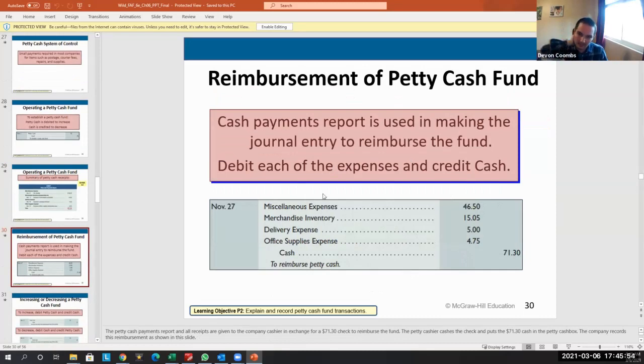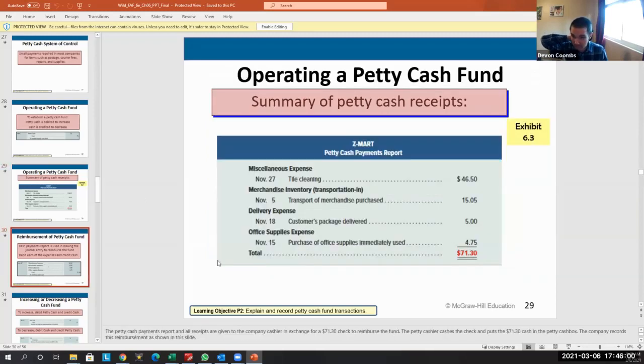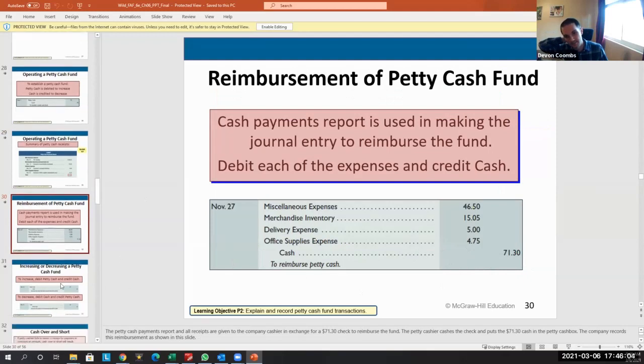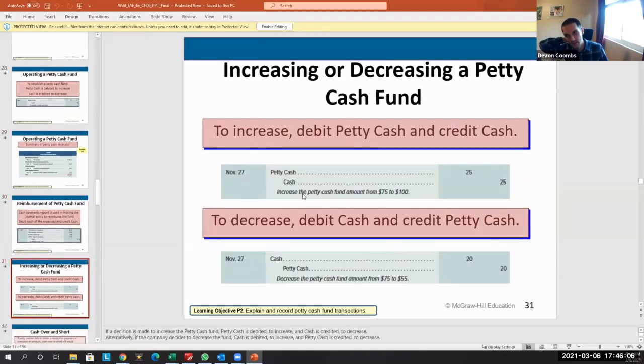We'll say, hey, we had some miscellaneous expense. We had some inventory we purchased, a delivery expense, and office supplies for all of these. And then we'll credit the cash to reimburse for petty cash. And then if we want to increase or decrease it, we just debit or credit it accordingly.